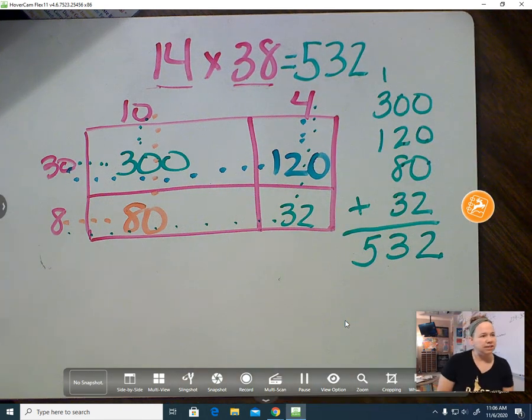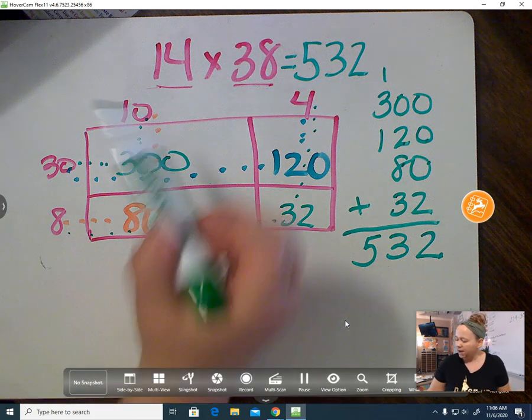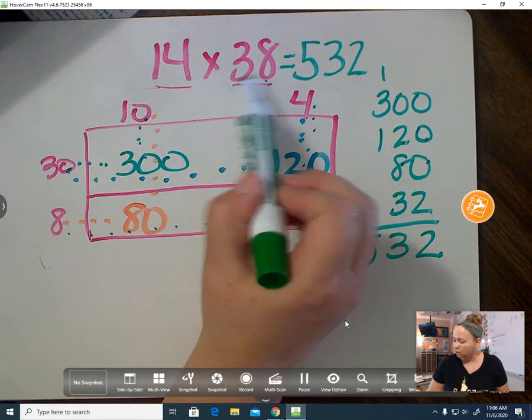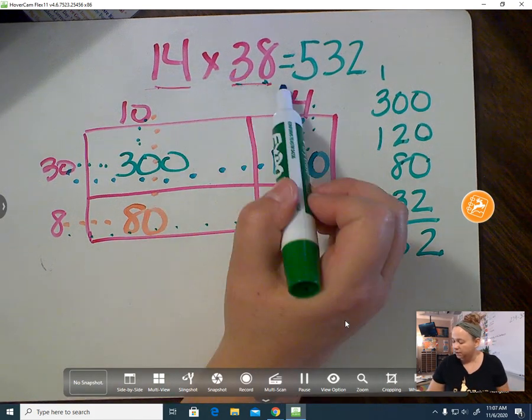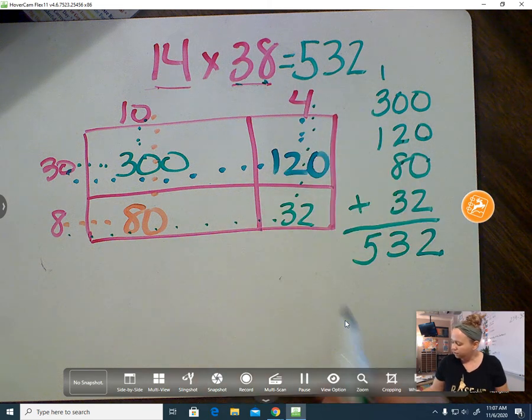Now they tell you to use estimation to check, so I can do that. If I had 10 times, this would round to 40. 10 times 40 would be 400. And is that close to 532?